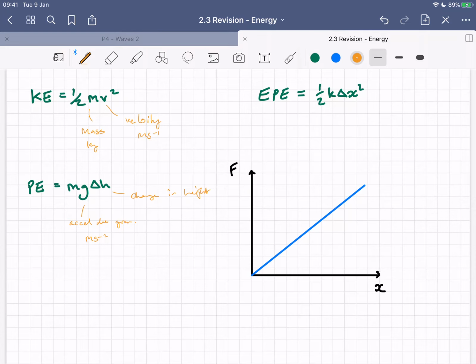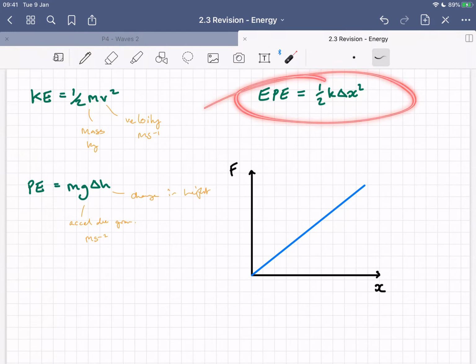I'm not going to do anything with those because we've used them a lot already, but this equation here is a little bit of a different one.